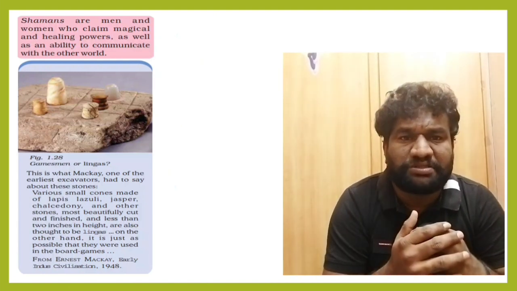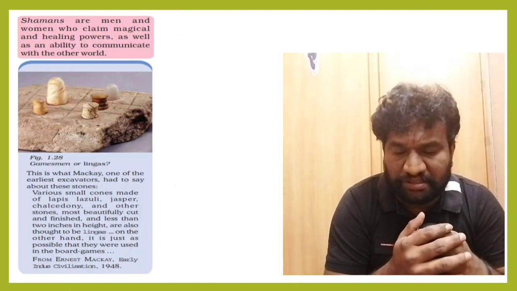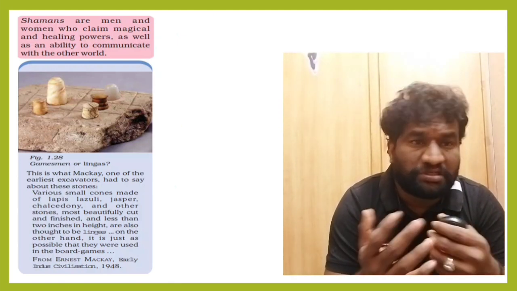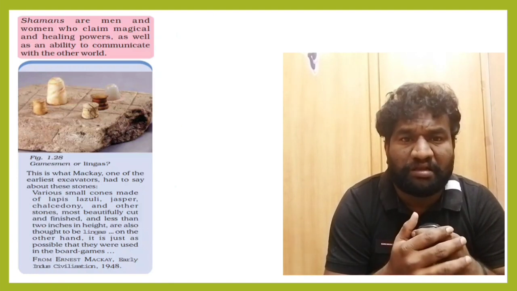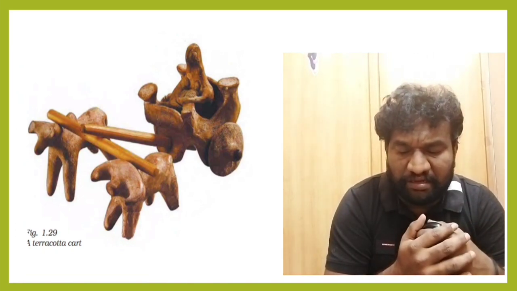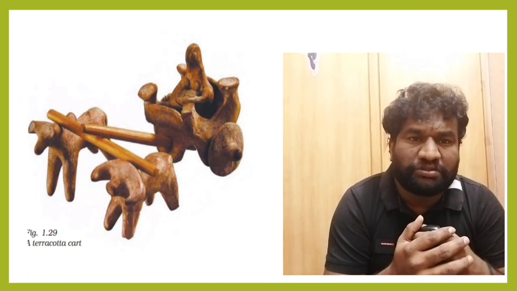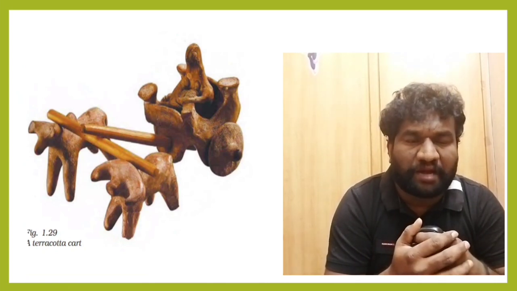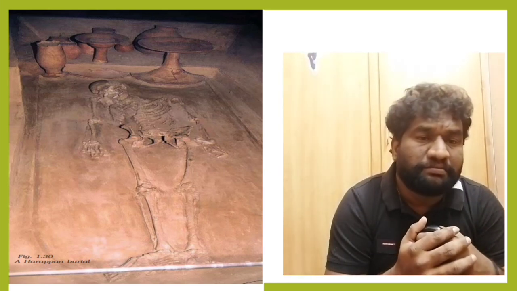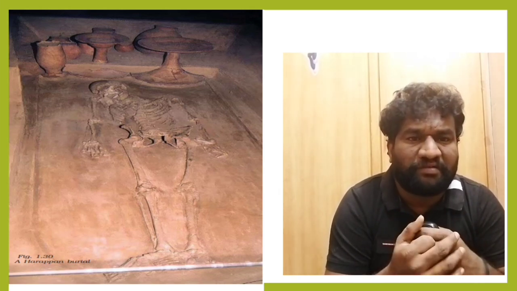Now you need to understand the different kinds of beads and images. There are gamesmen or lingas, which may differ. Mostly these are found in the Harappan civilization. Next, you can find here a terracotta cart, a bullock cart, also found in the Harappan civilization. Here are Harappan burials, which are also found at Harappa.